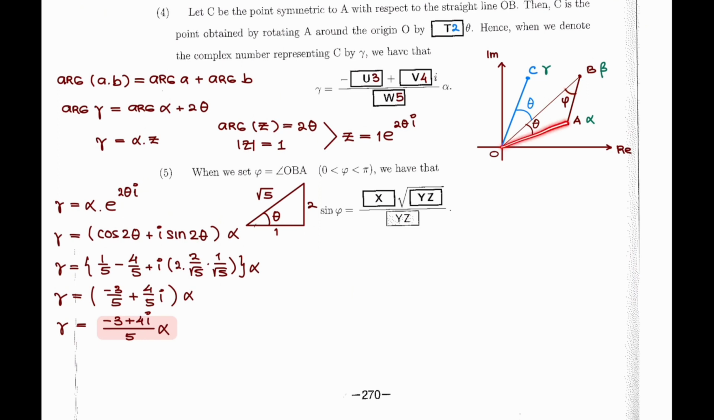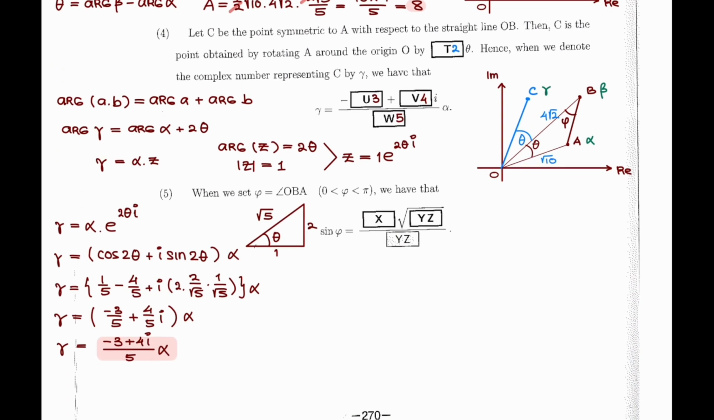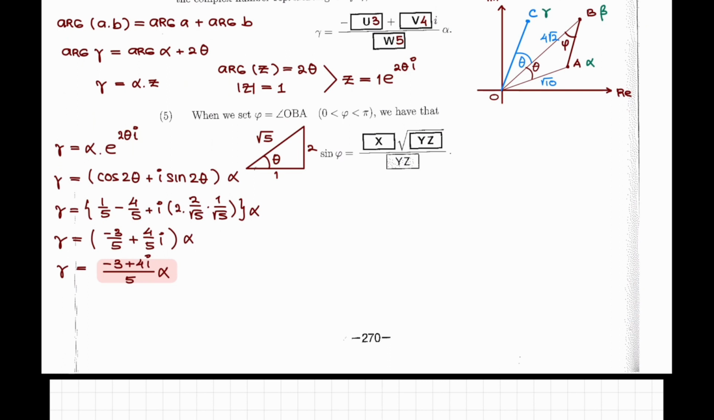We already know that OA is equal to square root of 10. I will write down OA, square root of 10, and then OB is 4 square root of 2. Then you can find the length of AB by using the cosine rule. So I will find the length of AB first. If you see from this triangle, by using the cosine rule, you will get AB squared is equal to OA squared plus OB squared minus 2 times OA times OB times cos theta.